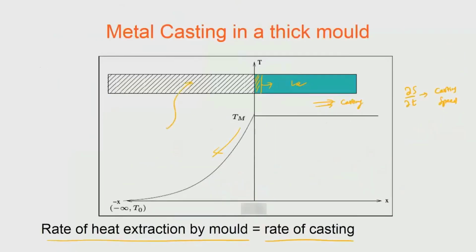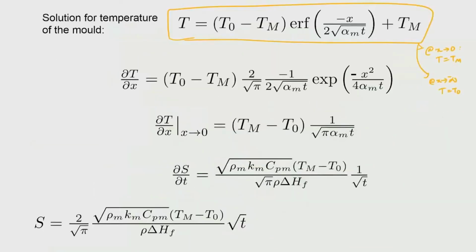So the error function solution is written in this form, so that at x is equal to 0 you have T is equal to Tm, and at x tends to minus infinity you have T is equal to T naught. Having calibrated that way, we can go ahead and look at what will be the dou T by dou x, which will be 2 by root pi into this quantity that is coming in front.